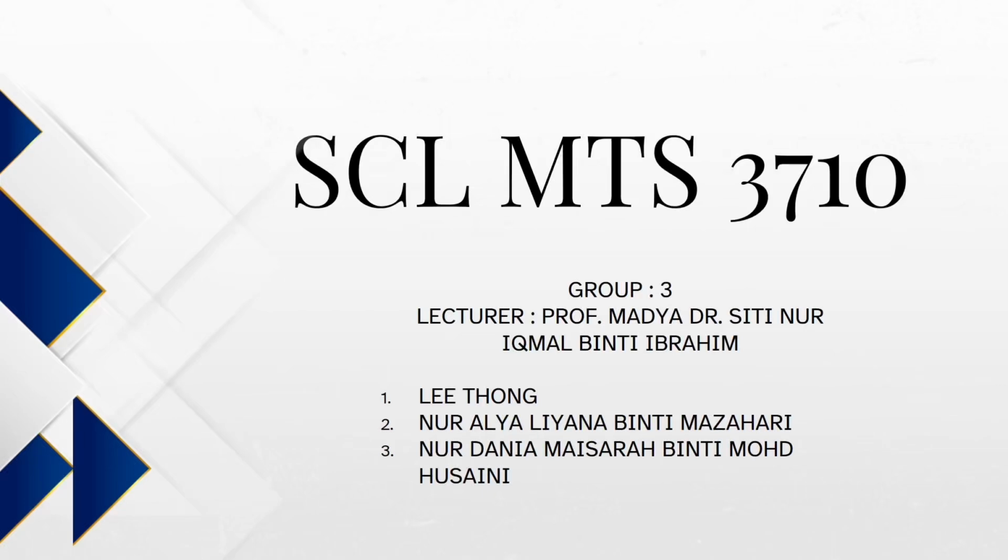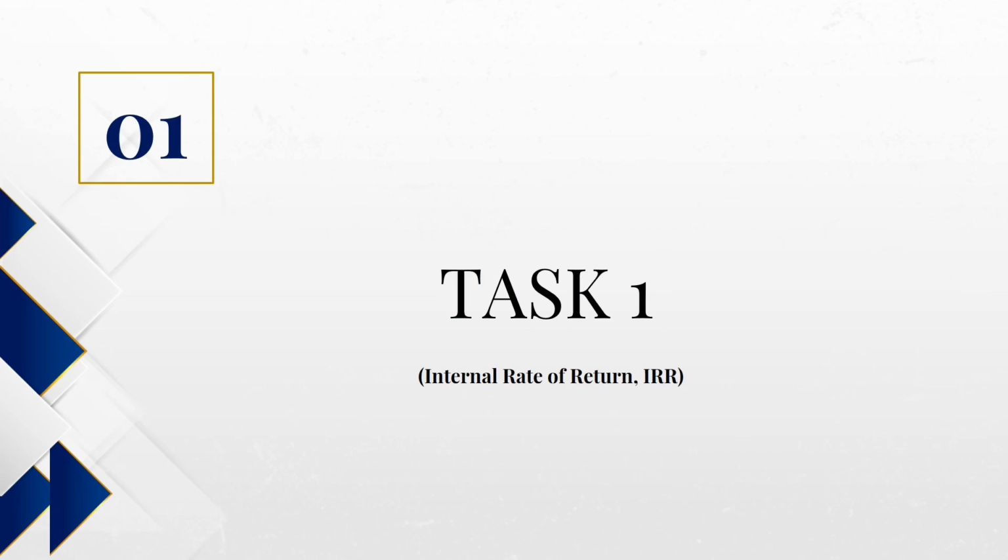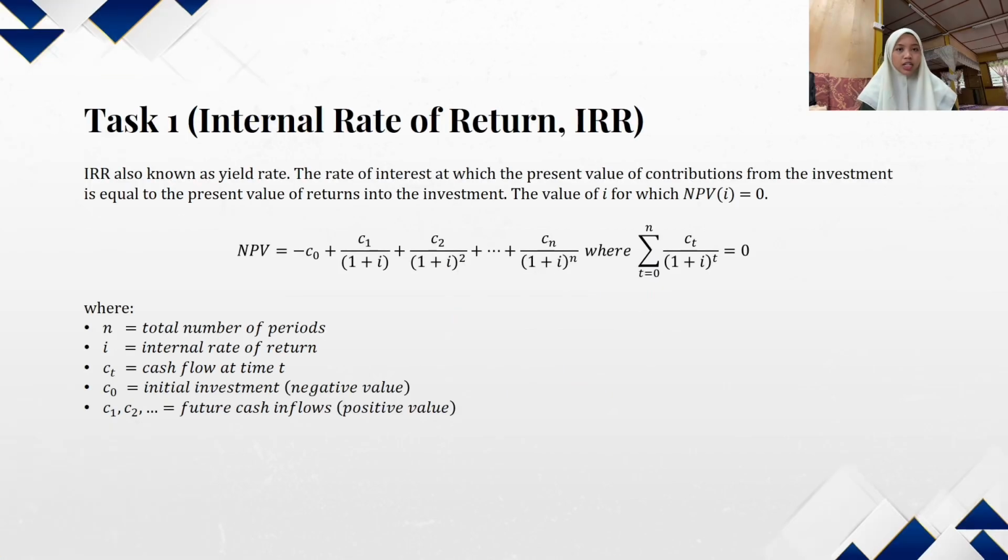This is the topic for SCL MTS3710. IRR, also known as the internal rate of return, is the rate of interest at which the present value of contributions to the investment is equal to the present value of returns from the investment. It is the value of i for which NPV(i) equals 0. This is the formula that we use to find IRR, where n is the total number of periods, i is the internal rate of return, and C_t is the cash flow at time t. Basically, C0 is the initial investment, usually a negative value, while C1, C2 are the future cash inflows, which are positive values.